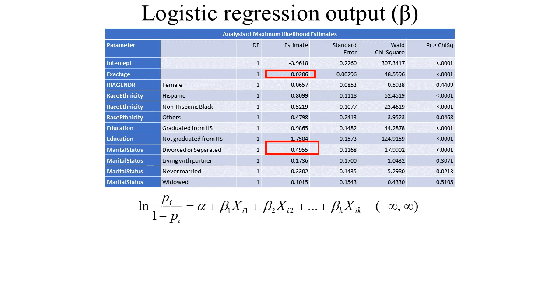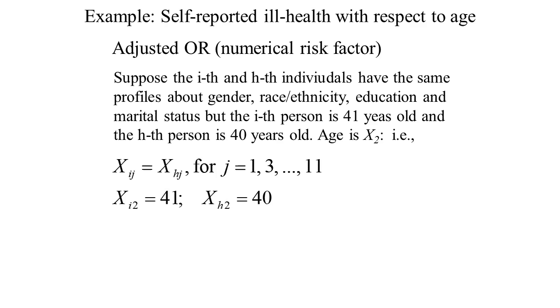The example of adjusted odds ratio that we just looked at was about marital status, which is a categorical variable. Let's look at age as an example of a numerical independent variable. In this regression result table, beta for age is 0.0206, and e to the 0.0206 is 1.021. What does this 1.021 mean? Now, let's think about two individuals, I and H, again. This time, they have the same profiles with respect to gender, race/ethnicity, education, and marital status. But their ages are different. Individual I is 41 years old, and individual H is 40.